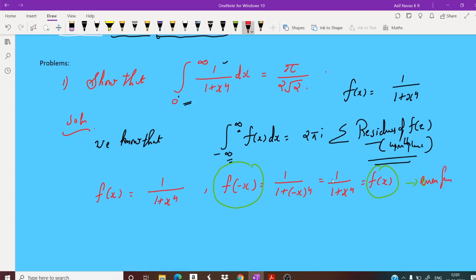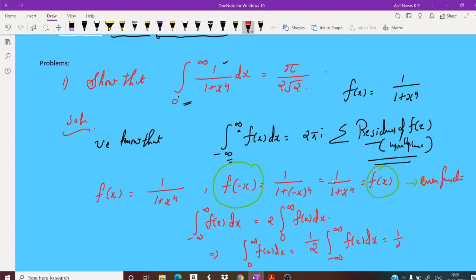even function, right? So we know that integral minus infinity to infinity f of x dx, if f of x is an even function, is equal to 2 times integral 0 to infinity f of x dx, right? Which implies integral 0 to infinity f of x dx is equal to 1 by 2 times integral minus infinity to infinity f of x dx, and we will use this result: 1 by 2 times 2 pi I into sum of residues.